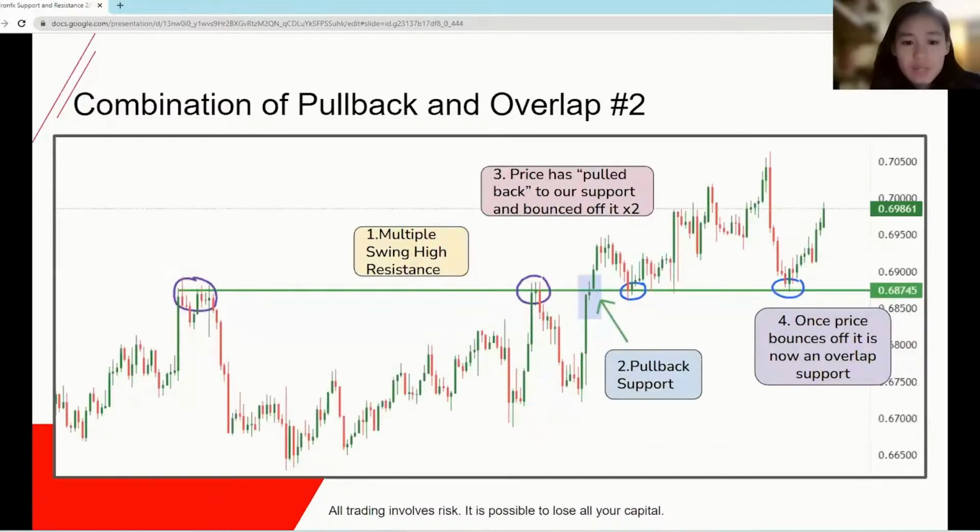Okay, another example. So we have two swing high resistances here, right? And then price breaks out of this swing high resistance, making it a pullback support. And the price has pulled back or retraced back to this support level and has bounced off of it twice. So it's a really strong overlap support level.